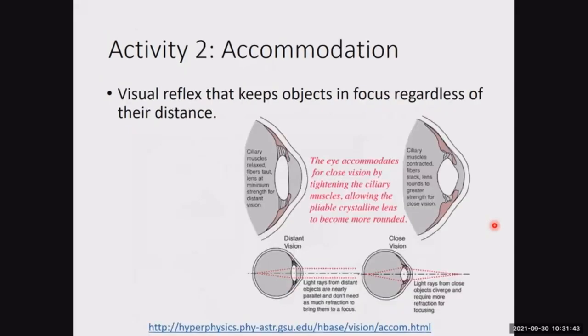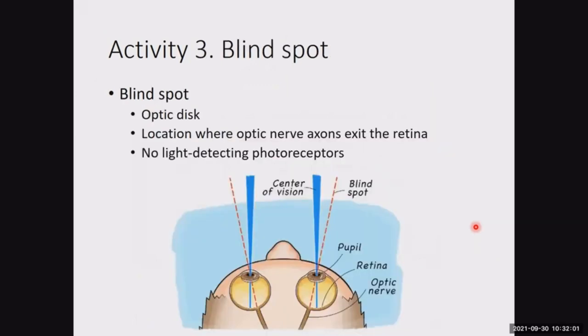In terms of accommodation, again, this is related to what we had with gaze convergence in the second activity. We're looking at the ability of the eye to respond and keep an object in focus as it's coming nearer to you or potentially moving further away from you.